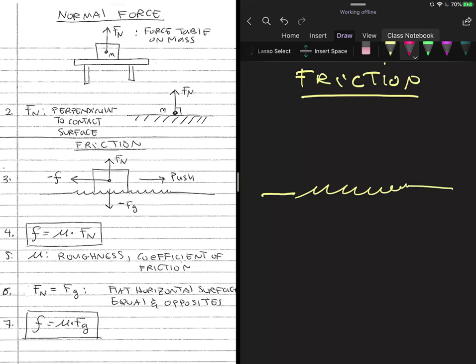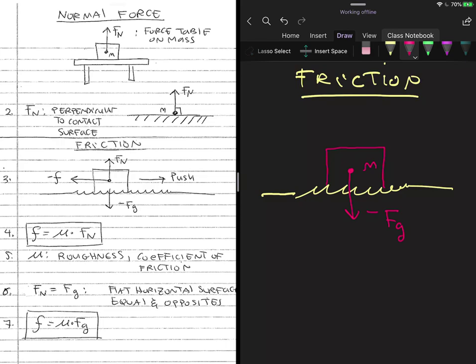And on top of the floor, you put this crate. And like before, anything with mass, gravity, is going to point downwards on it. So we're going to say that down is negative. So the object's weight is going to be F sub g.